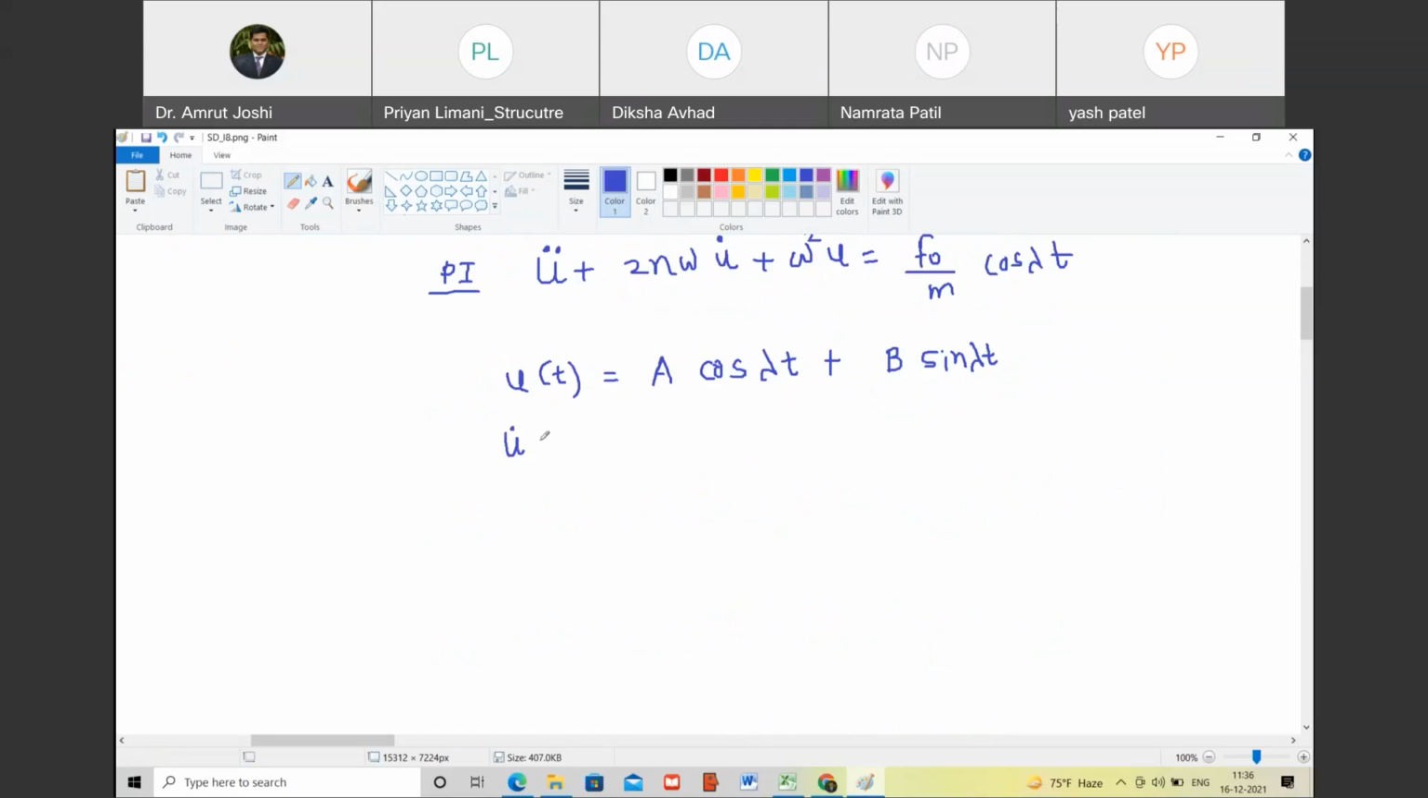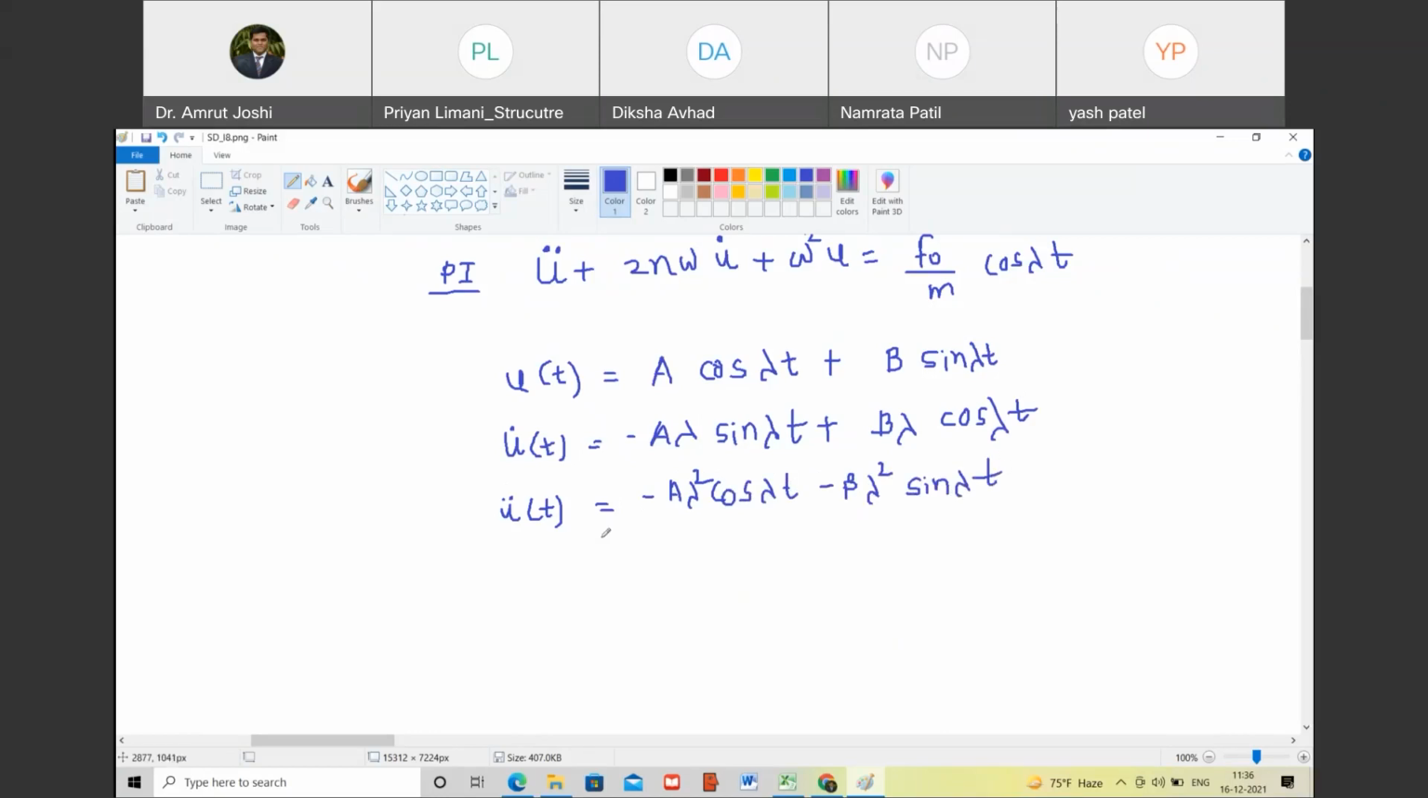So tell me what is u dot of t? Follow? Minus a lambda sin lambda t plus b lambda cos lambda t. Happy? Okay. What is u double dot of t? Minus a lambda square cos lambda t minus b lambda square sin lambda t. Do you agree with me?